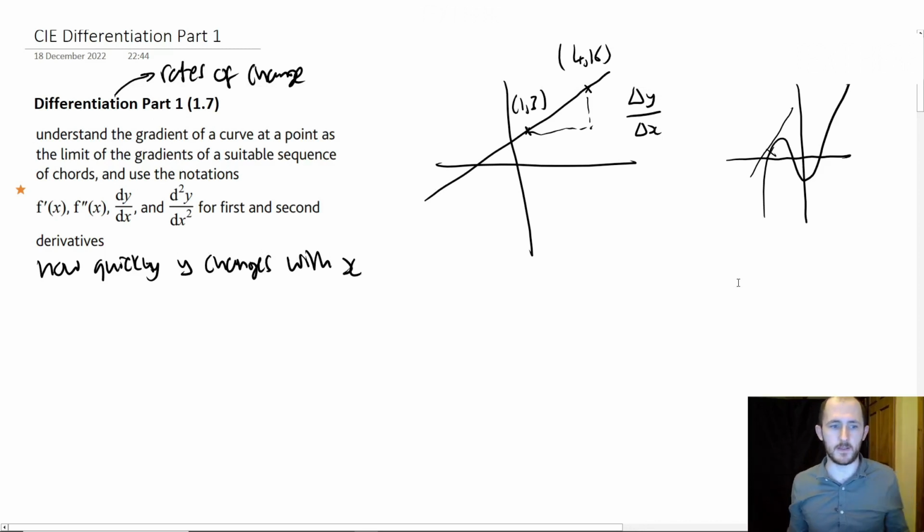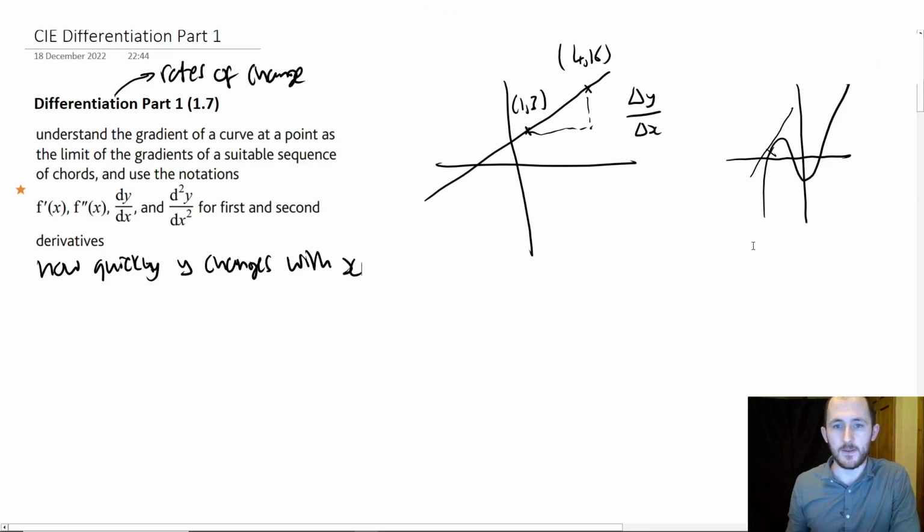So all we're going to be asking ourselves is how quickly y changes with x. In this case, it's how quickly the y coordinates change with the x coordinates. But keep in mind that one of the questions later on is going to use the fact that it can be any two variables. It doesn't matter which one it is.